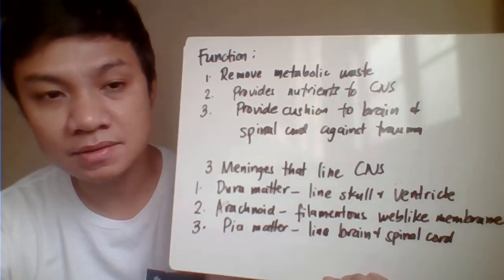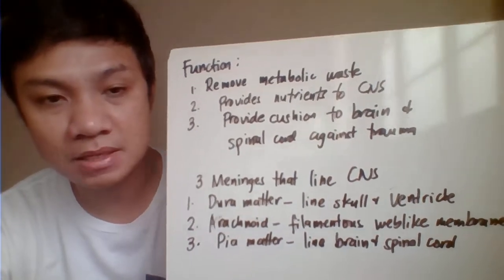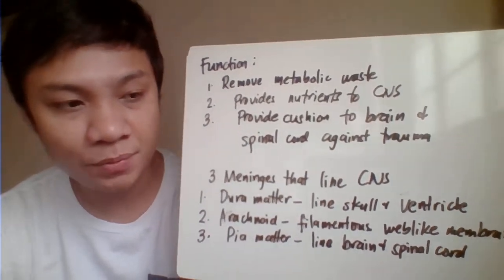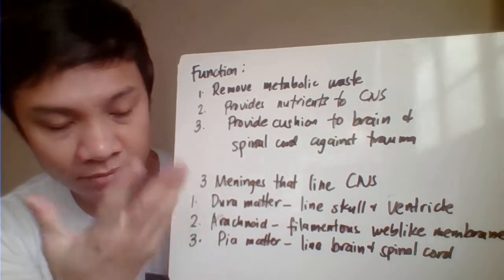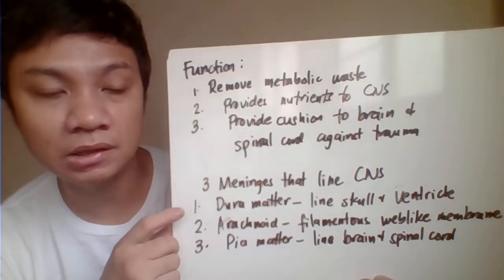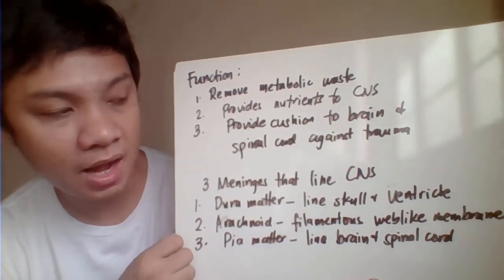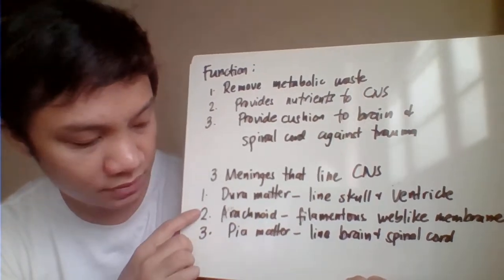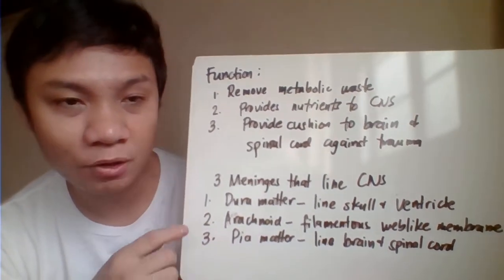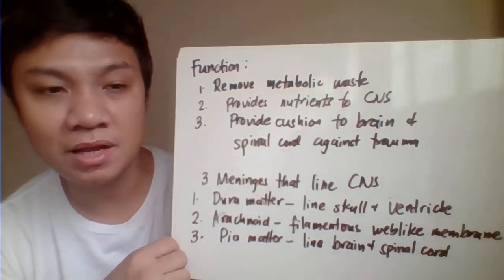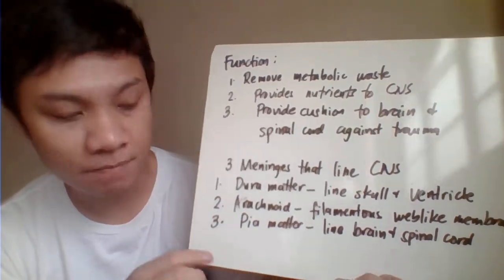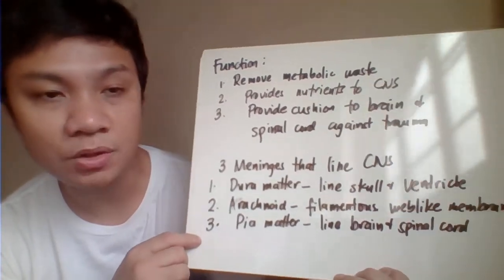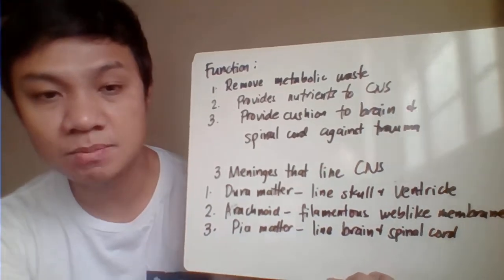Our CNS is lined by three meninges. On the outer side, we have the dura mater, which lines directly your skull and your ventricles. It is followed by the next layer, your arachnoid. The arachnoid is your spider-like layer. And finally, we have the pia mater, which lines directly your brain and spinal cord.